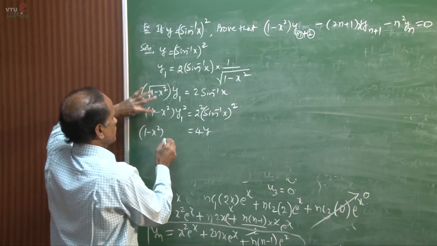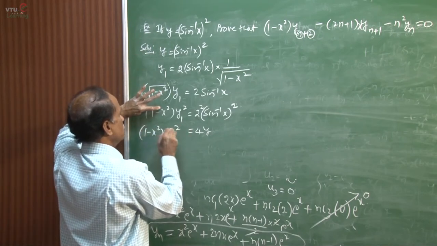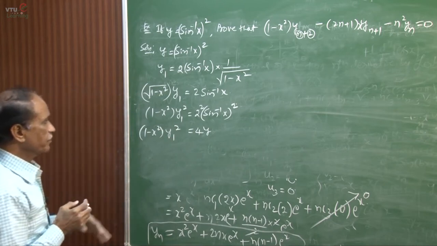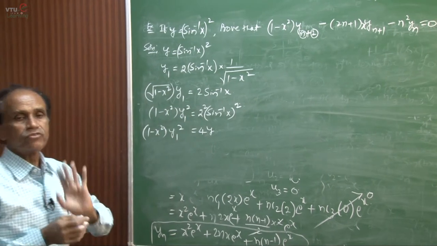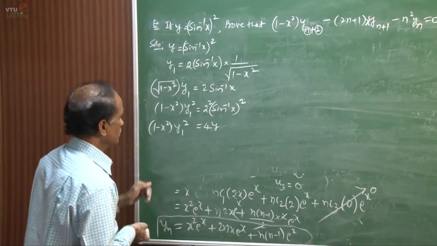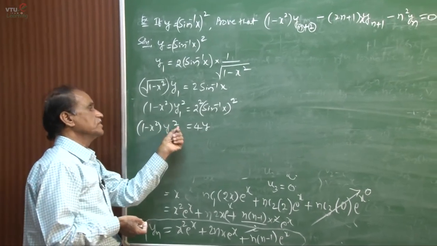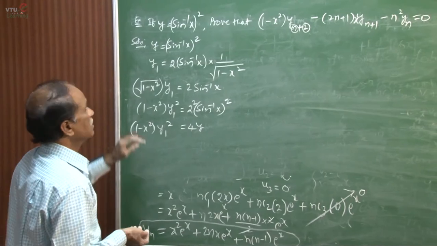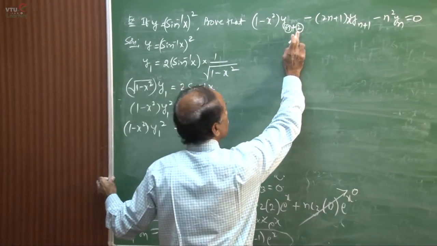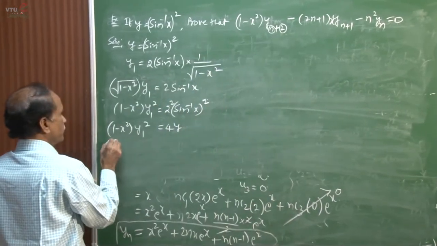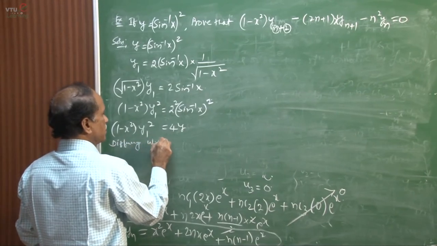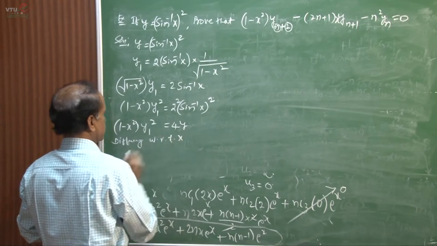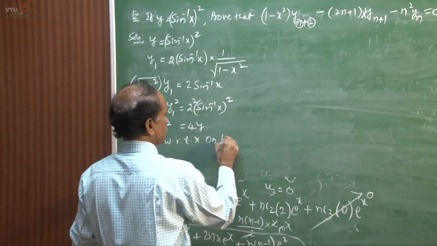And on the left side, that is 1 minus x square into y1 square. Therefore, 1 minus x square into y1 square is equal to 4y. This is our first order derivative and second degree differential equation. Now, I need to go up to second order. Therefore, differentiating again with respect to x on both sides.